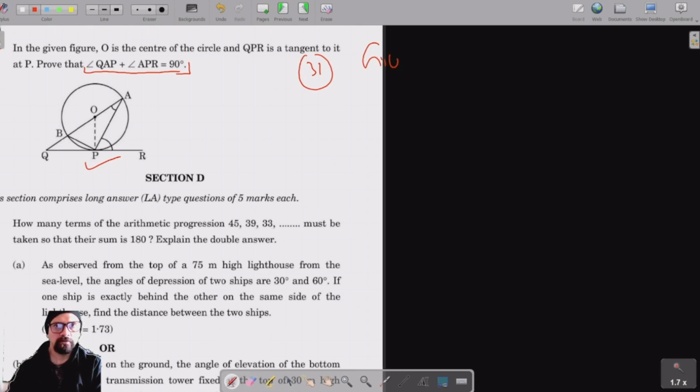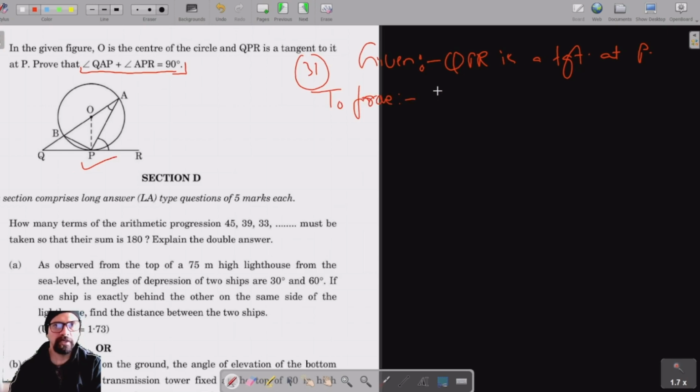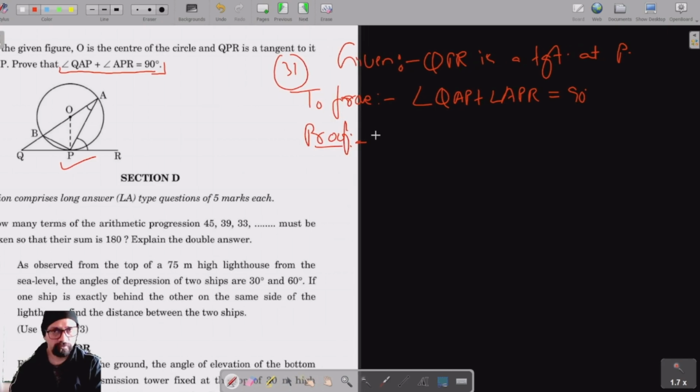So what's given in the question is that QPR is a tangent at P, which is the point of contact, and we have to prove that angle QAP plus angle APR is equal to 90 degrees. Let's first use what we have learned in the chapter. So OP is perpendicular to QR.